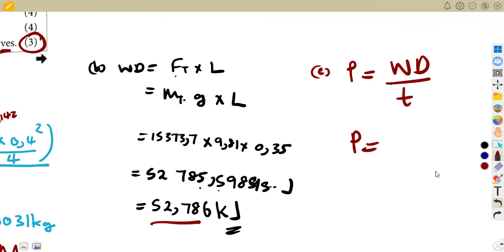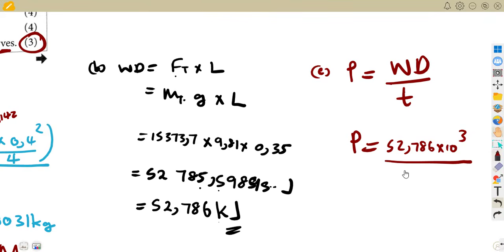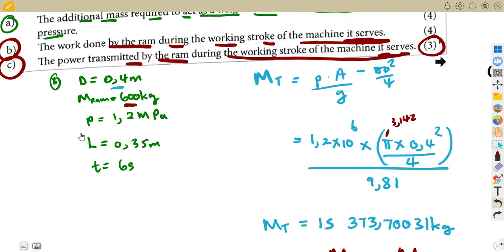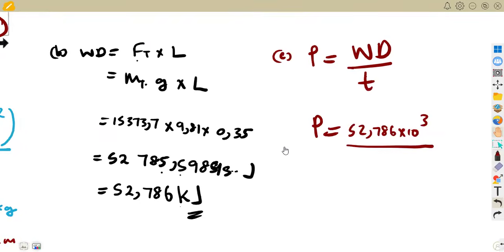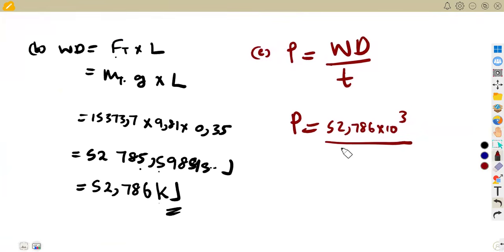We have our work done here: 52,786 times 10 to the exponent of 3, that is in joules, over the time. Do you have the time? Yes, we are given the time. Remember, our time was 6 seconds. So in 6 seconds, what is your power? We divide by the time in seconds, because it's work done per second, joules per second. That gives us something like 8,797,666 watts.